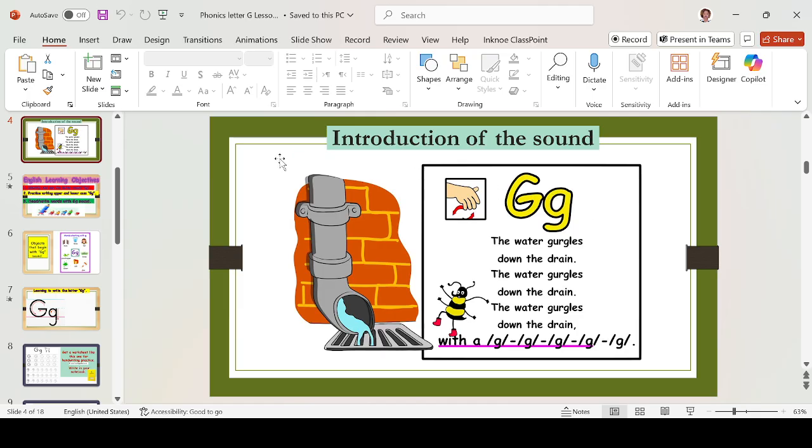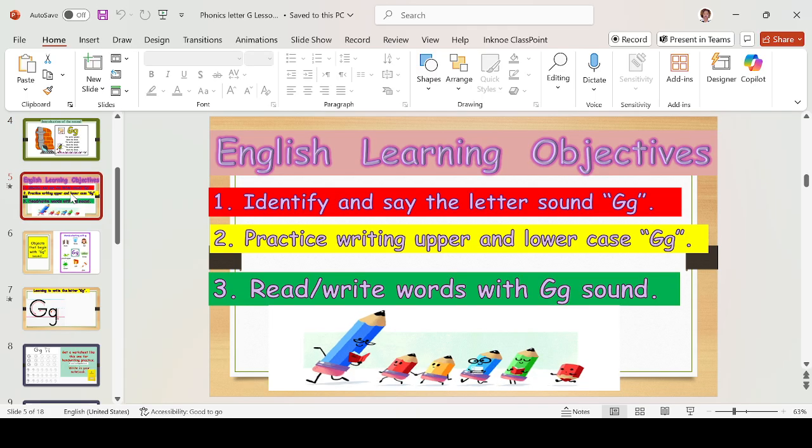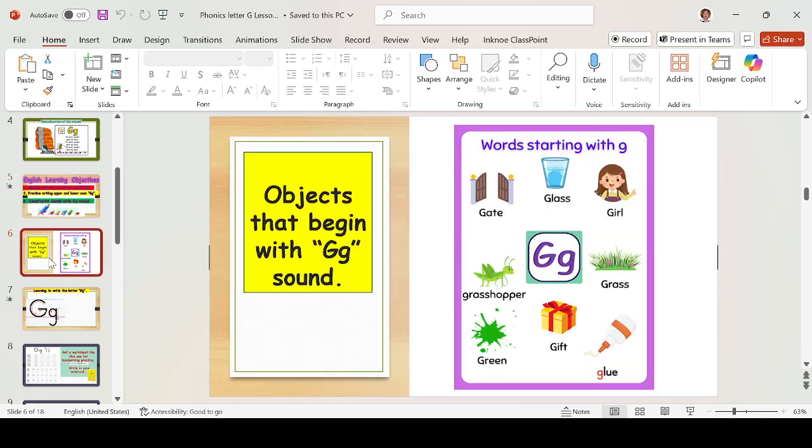Very good. So by the end of our session, I want you to be able to identify and say the letter sound G, G. Whenever you see this letter, I want you to point at it and say, this is G, G, G. Okay? I also want you to practice writing upper and lower case G, and to be able to read and write words with the G sounds. Okay.